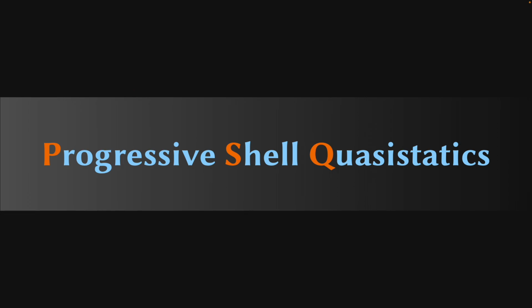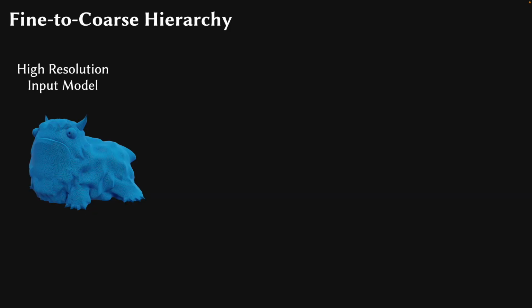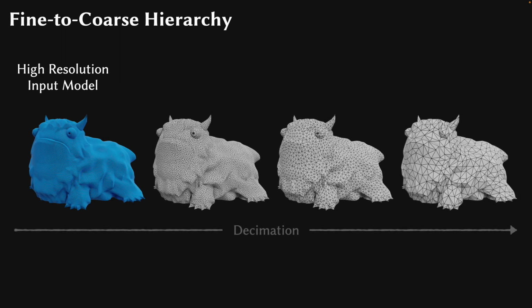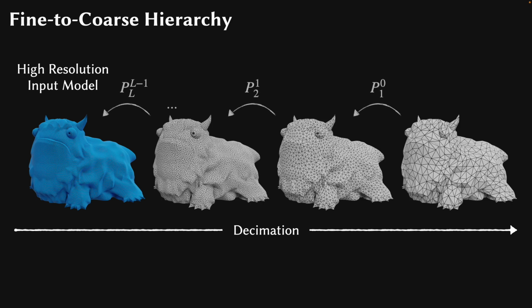To address all these limitations, we introduce progressive shell quasistatics (PSQ) to extend progressive simulation to support the high-fidelity modeling and design of all input shell geometries with unstructured triangle meshes. Given an arbitrary triangulated high-resolution model, our algorithm will first construct the hierarchy in a fine-to-coarse manner, and then correspondingly build a tailored prolongation operator specifically designed for shell simulation.